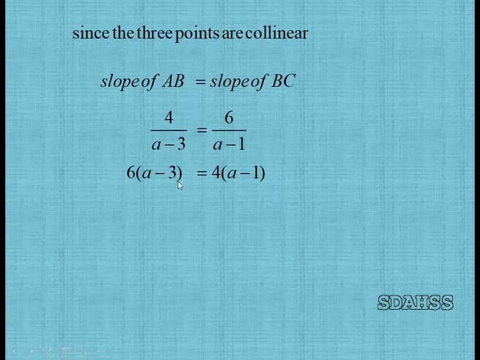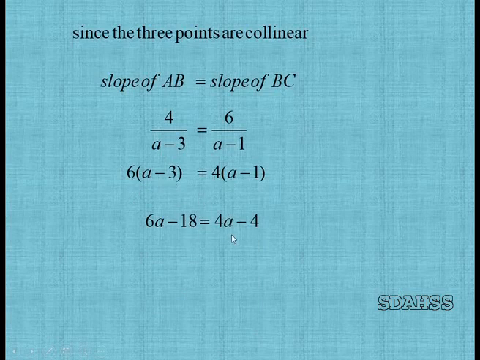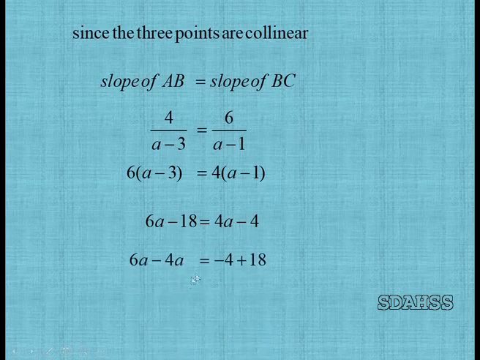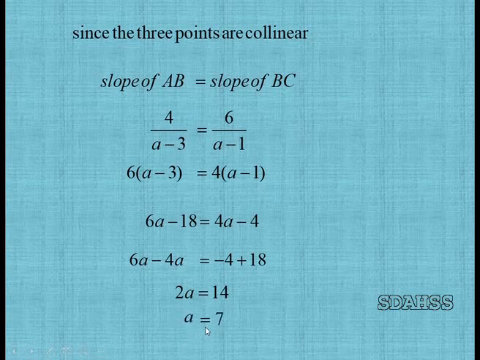Multiply the 6 inside the bracket. So you have 6 into a, 6a, minus 6 into 3 is 18, is equal to 4 into a, 4a, minus 4 into 1, 4. Bring this 4a other side, it becomes negative, so 6a minus 4a is equal to, bring this minus 18 other side, it becomes positive, so minus 4 plus 18. Minus 4 plus 18 means 14, so 6a minus 4a means 2a. 2a is equal to 14, so a is equal to 7. So the value of a is equal to 7.